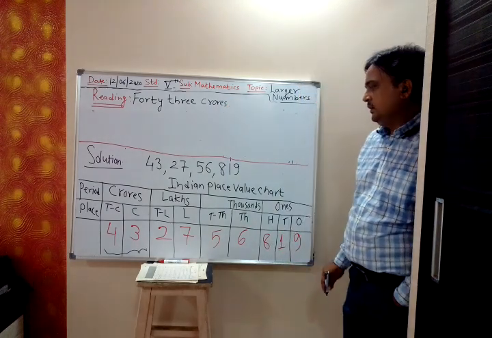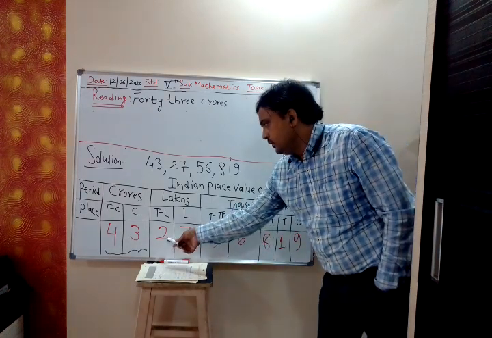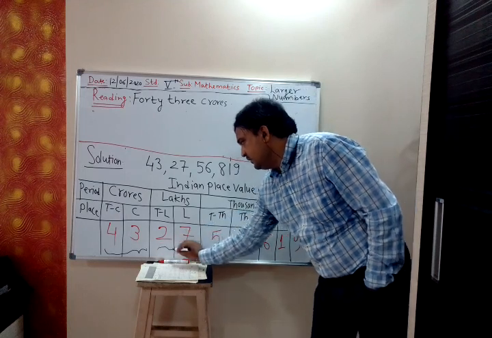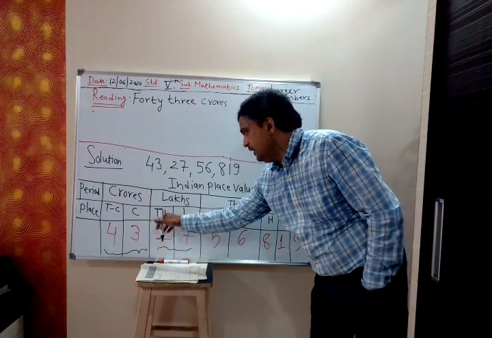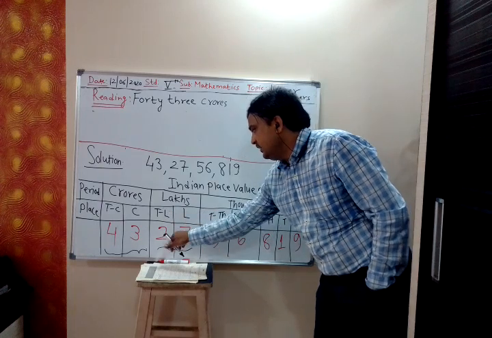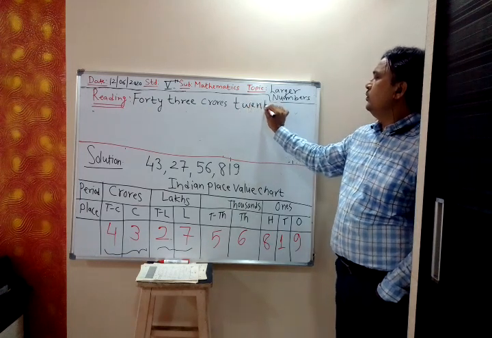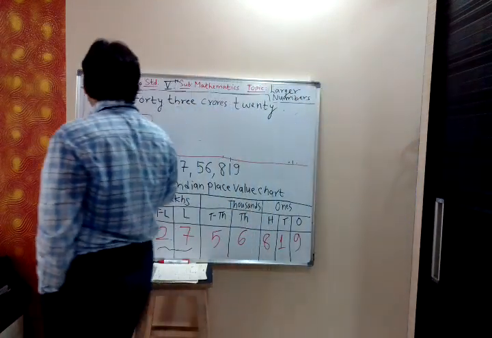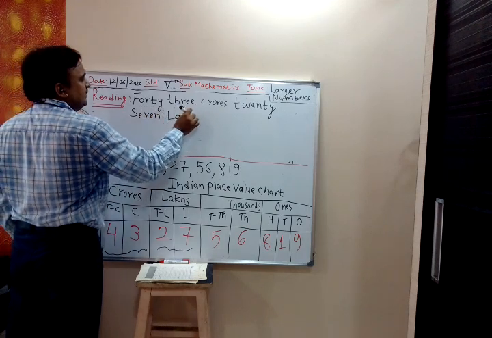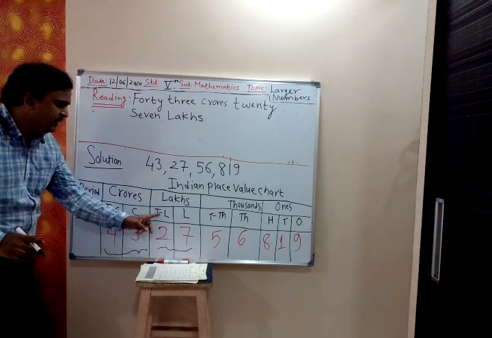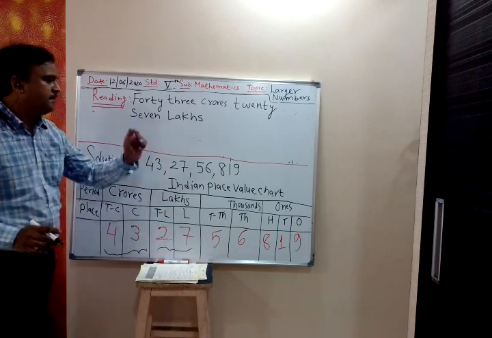Then where is 2? 2 and 7 are in lakhs. 2 is at 10 lakhs, so this is 20 lakh, and 7 is in lakh, so it is 27 lakhs.